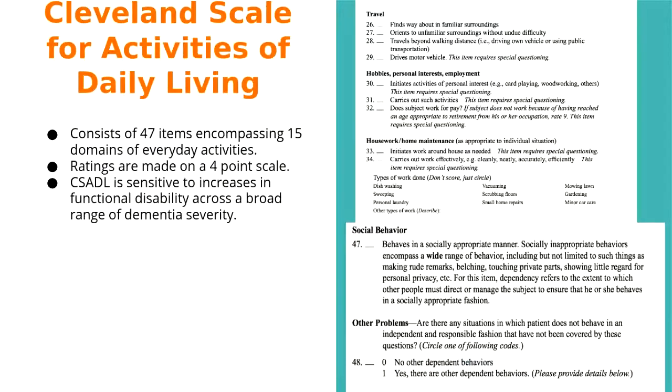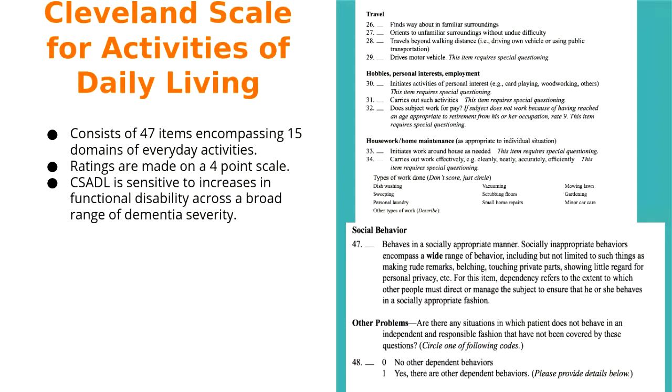I wanted to include another scale called the Cleveland scale for ADLs. This tool can be used for persons with impaired cognition, such as our patients with dementia, and it may aid in revealing the impact that cognitive deficits have on function. It consists of 46 items encompassing 15 domains of everyday activities.